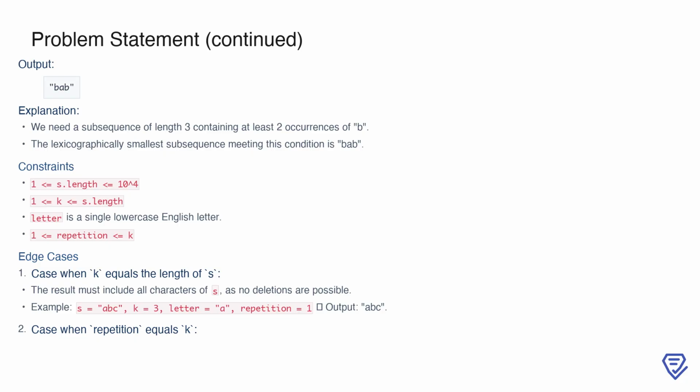Additionally, we must account for edge cases. For instance, if k is equal to the length of S, the result will simply be the string S itself since no characters can be deleted. If repetition equals k, the subsequence will consist only of the letter repeated k times. These constraints and edge cases help define the bounds of the problem.